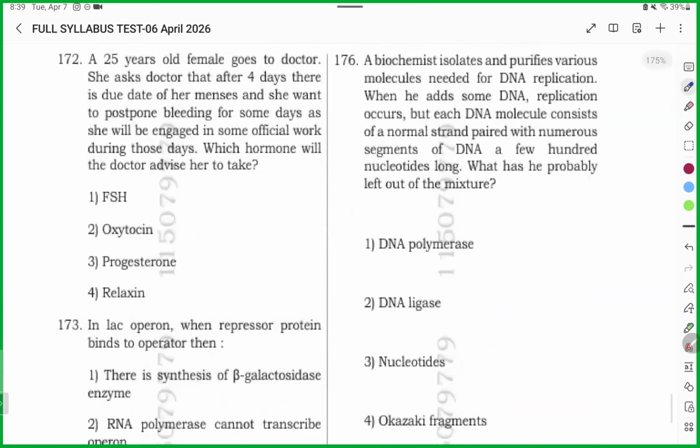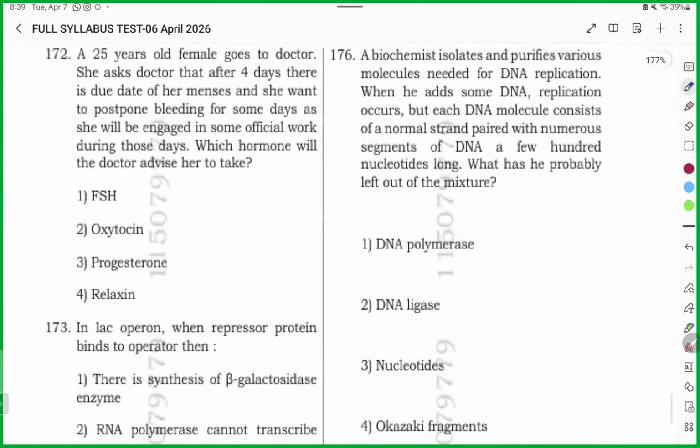How many of you made a mistake in this 176 question?